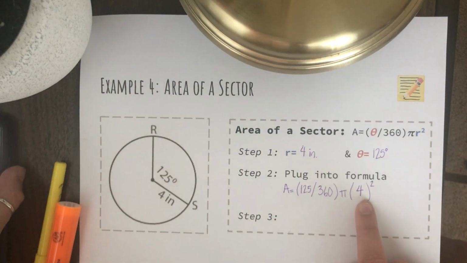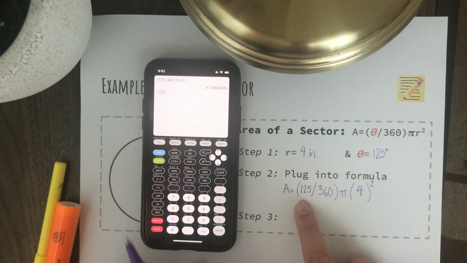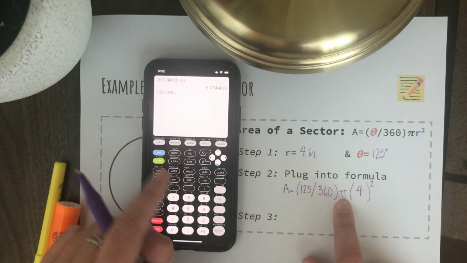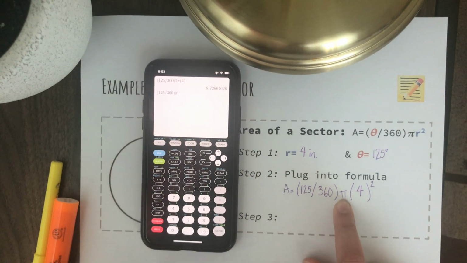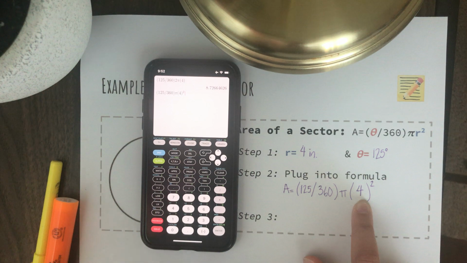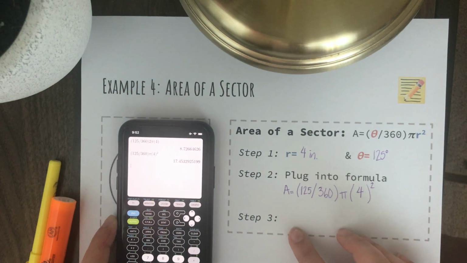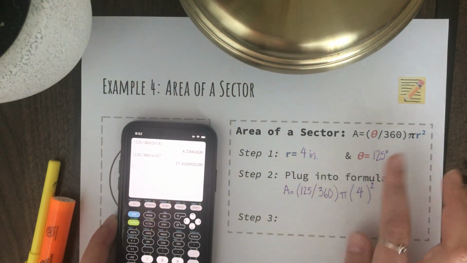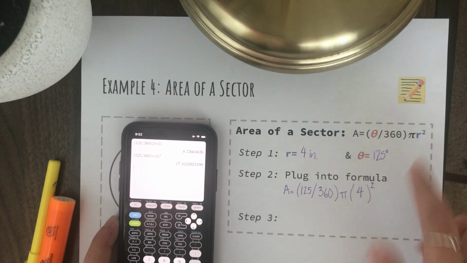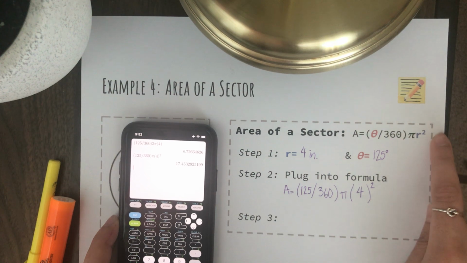And now I'm going to type that into the calculator again. So open a parenthesis, 125 divided by 360. Close that. Then you're going to write pi, so second pi, 4, and then the squared button. And enter. That is going to be your area for the sector. So the most common way you can make an error with these problems is to use the wrong formula to do the task. So area of a sector, you need to use this one. Arc length of a sector, you write theta over 360, and then here you would write 2 pi r.